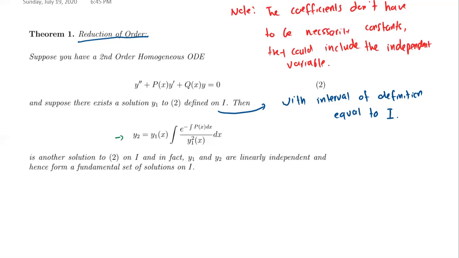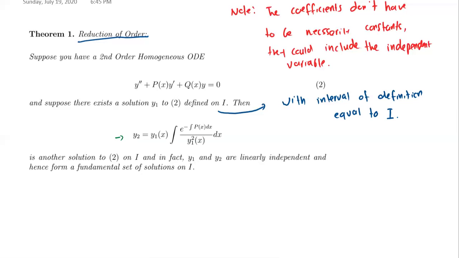Y2 equals Y1, and I'm writing of x here. I could have ignored it, but I'm writing of x. So the second solution is given by y1 times the integral of e to the negative integral of p of x dx, divided by y1 squared, dx. So the integral of that whole quantity.